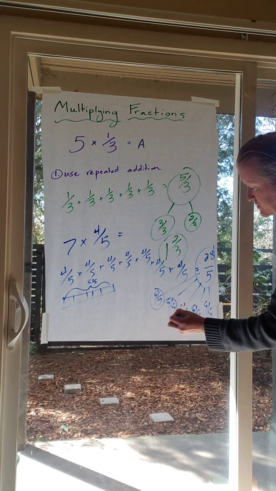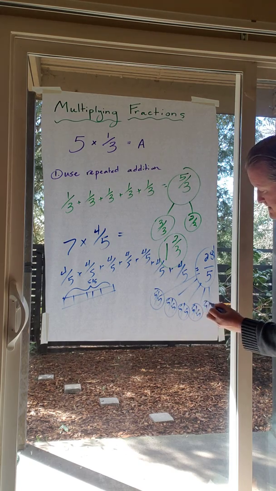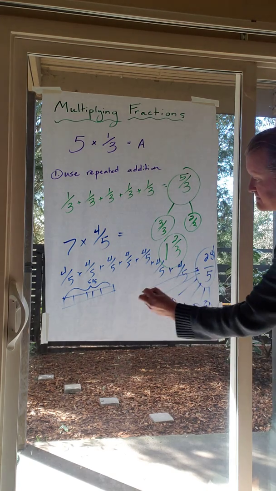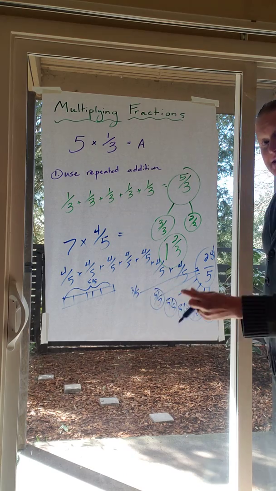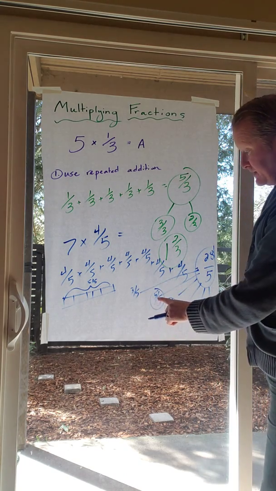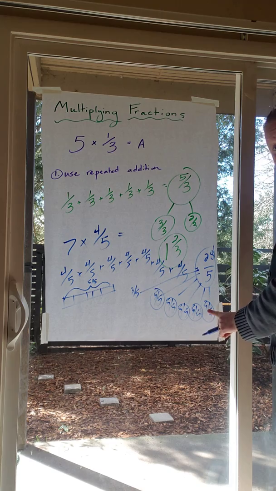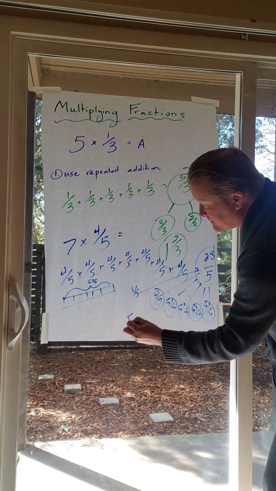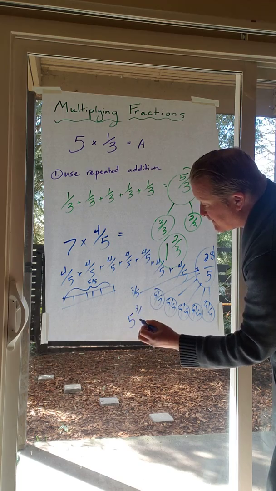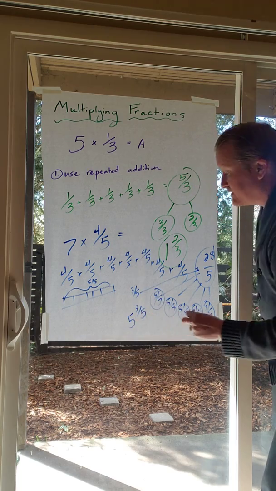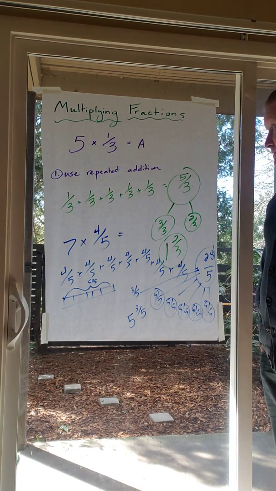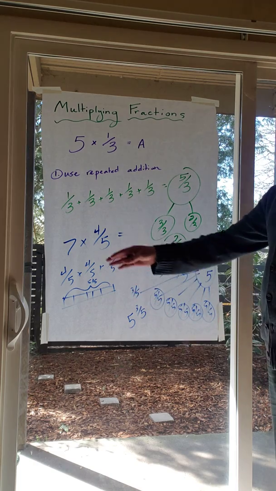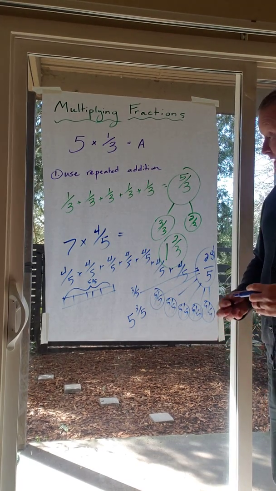So that's 1, 2, 3, 4, 5 wholes. And then my last part would be the 3/5. That's the fractional part that's left over. Let's convert all of these 5/5 to one whole. 1, 2, 3, 4, 5. 5 and 3/5 is the answer to 7 times 4/5.